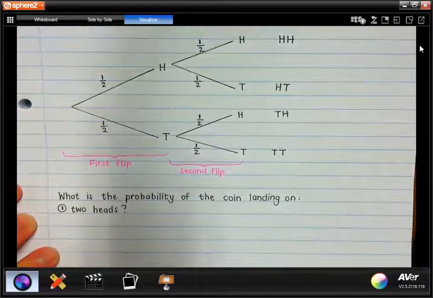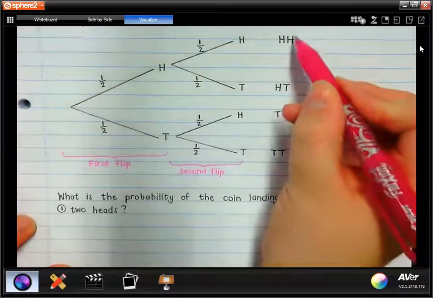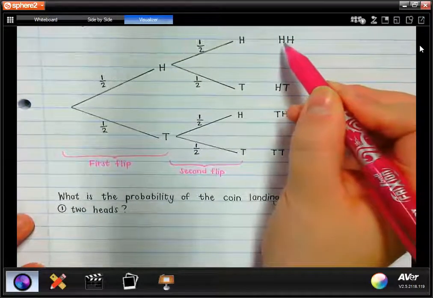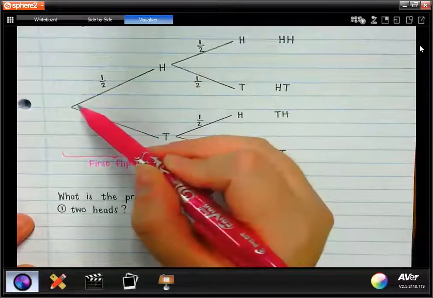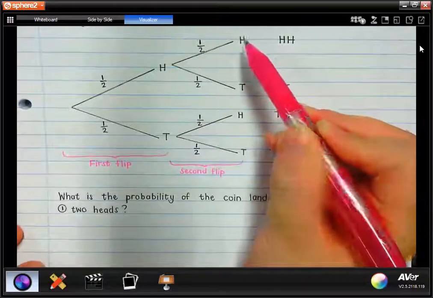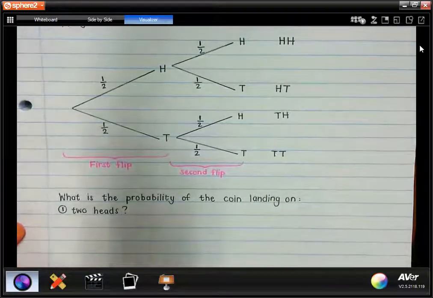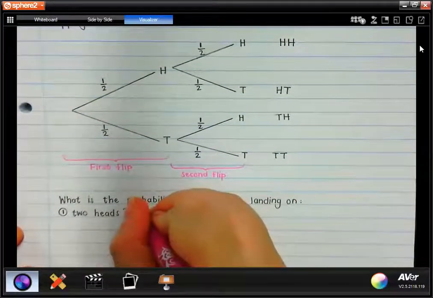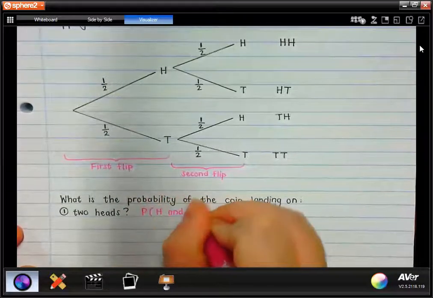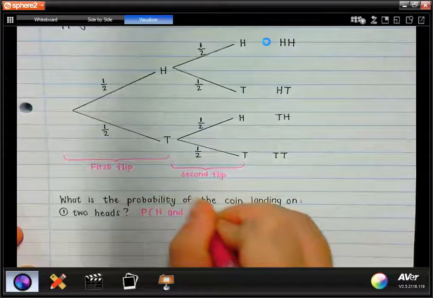Now what you're going to do for this, do we agree that it's this one that I'm looking for, HH, 2 heads? In order to get to 2 heads, I need to have my coin landing on heads once and then a second time. So this is almost asking for the probability of head and head. Does that make sense? You can write probability of HH, that's also fine, but I do want us to realize that this is an and question.